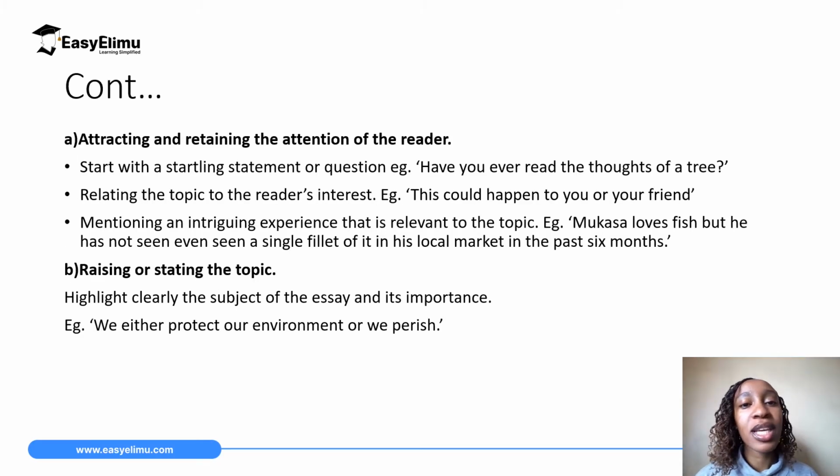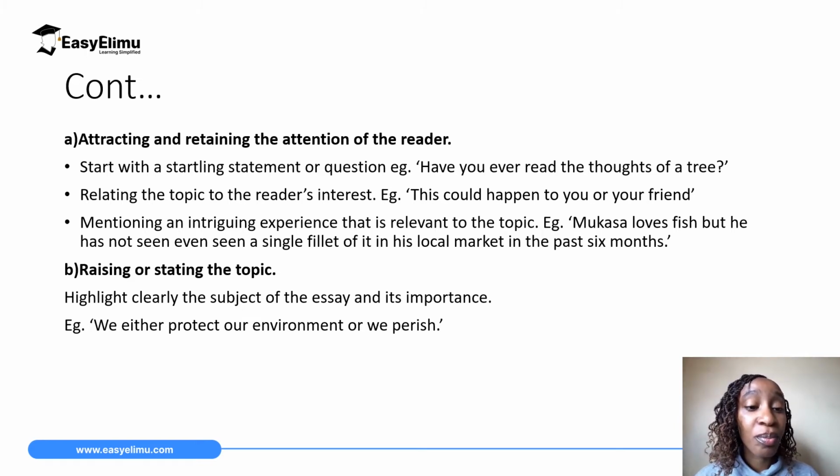So when we say that your introduction should attract and retain the attention of the reader, what do we mean? How can we achieve this? Number one, we can achieve this by starting with a statement or a question that is catchy. For example, if your opening statement is, "Have you ever read The Thoughts of a Tree?" This will make the reader interested and curious in saying, one, can we read thoughts of trees? And two, if yes, how? So that keeps the reader there. They'll want to read at the end just to see how they can read thoughts of trees.